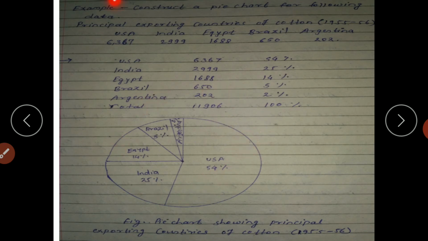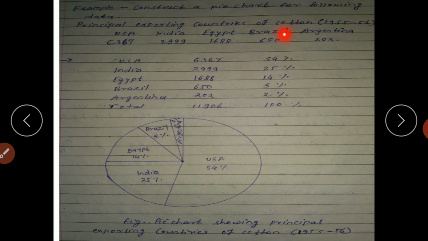So let's see this example. Construct a pie chart for the following data: the principal exporting countries of cotton in 1955 and 56. We have some countries. The first one is the United States of America, that is USA, then India, then Egypt, then Brazil and Argentina. And these are the exporting quantities of these countries. Again we want to make a table. So this is the table for the country, the exporting quantities and the converted percentage.